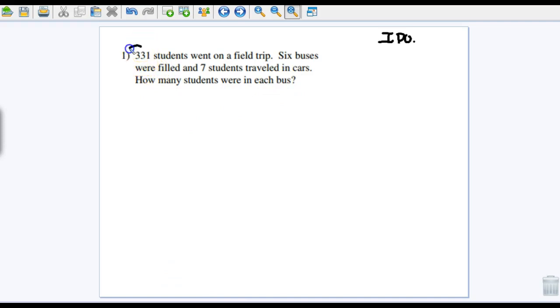What I'm going to do is I'm going to circle any values. Okay, 6 is a value. I'm going to underline the question. It says how many students were in each bus. So the bus is what's important, right? It says 331 students in total, right, went on a field trip. 6 buses were filled and 7 students traveled in cars.